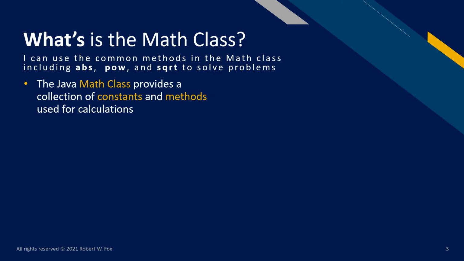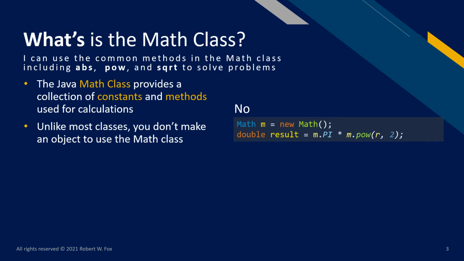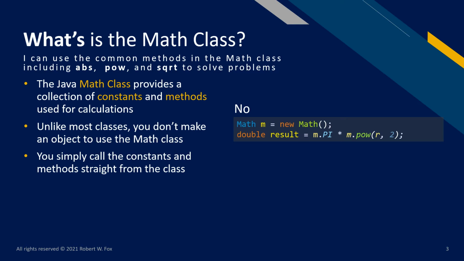Java's Math class gives us a whole collection of constants and methods that we can use for simple and advanced math calculations. Now, typically when we have a class, our first thing is going to be to make an object. So maybe we need to do something like Math m = new Math, and then we can use the object m to do calculations. But in the Math class, this isn't the case. All you have to do with the Math class is call the constants and the methods straight from the class.